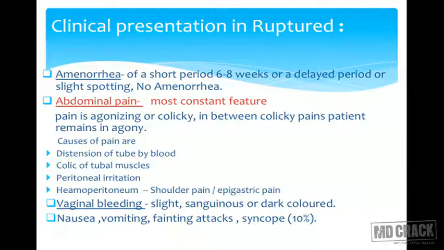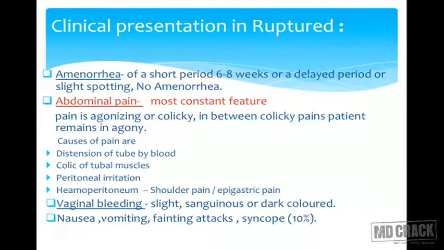Now why is there pain? This pain is because wherever that ectopic is located, it is distending that site. So there is distension of the tube, and the peritoneum is getting stretched, which leads to pain. Colic of tubal muscle, peritoneal irritation and hemoperitoneum. All these factors contribute to the pain in ectopic pregnancy. Hemoperitoneum, because of peritoneal irritation, can also lead to shoulder pain or epigastric pain along with abdominal pain. Vaginal bleeding, the third symptom of the triad, can be slight, sanguineous or dark in color.